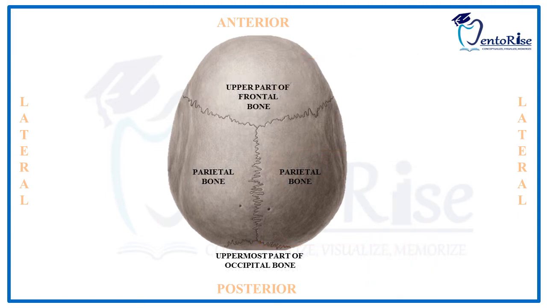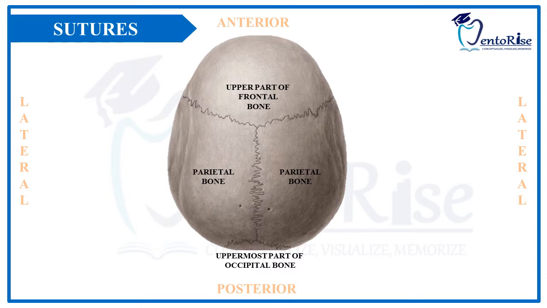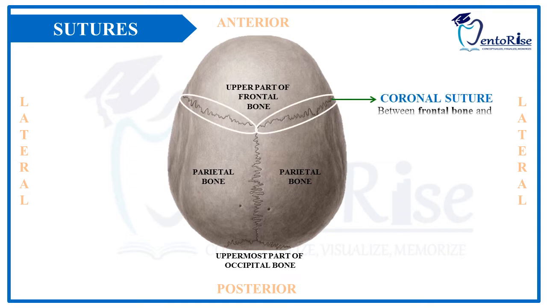The next heading would be the sutures. Sutures connect the bones of the skull. Therefore, starting anteriorly and then moving posteriorly, the suture which is present between the upper part of the frontal bone and the two parietal bones, marked in the figure with a white circle, is called the coronal suture. The suture which is present in the median plane between the two parietal bones, marked in the figure with a yellow circle, is called the sagittal suture.